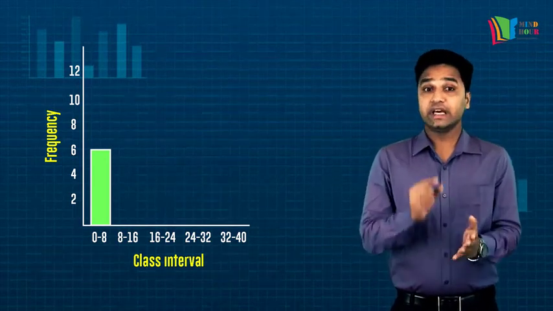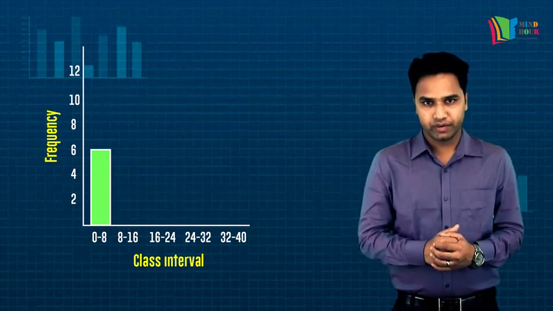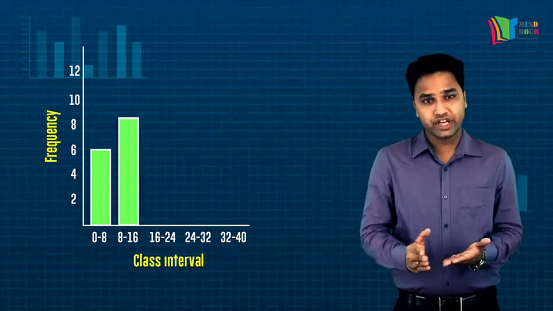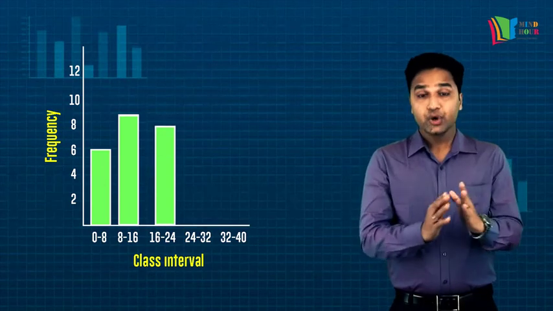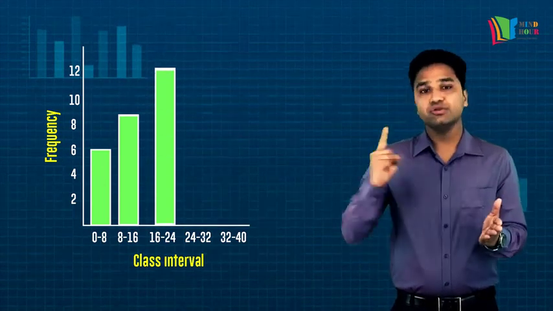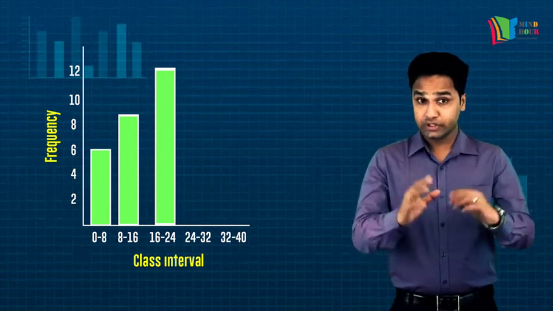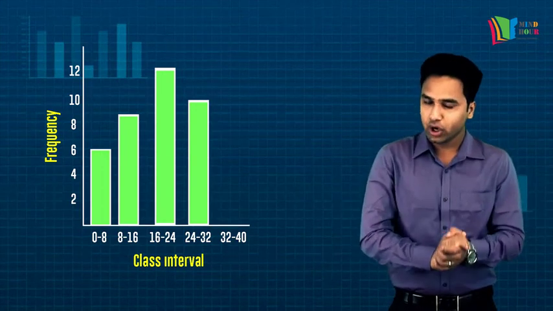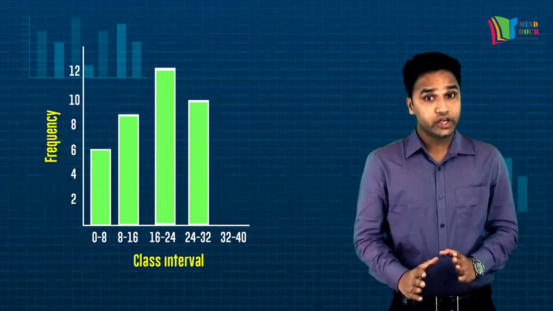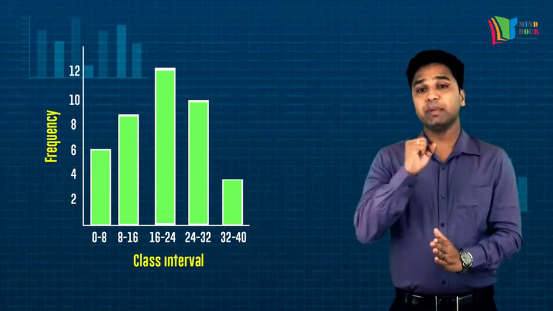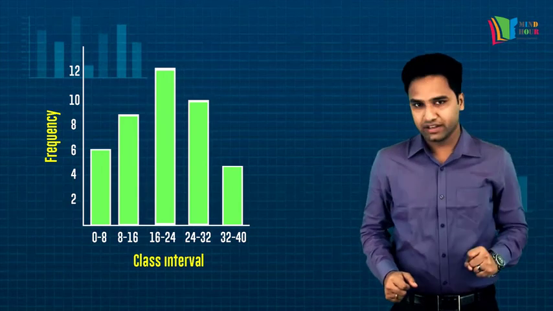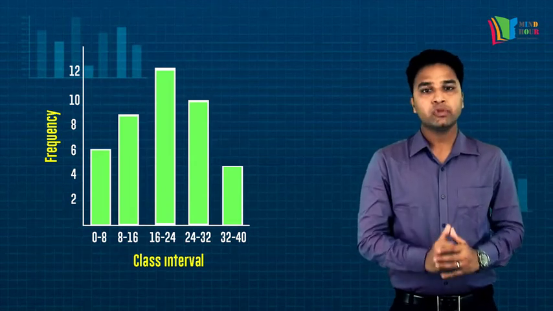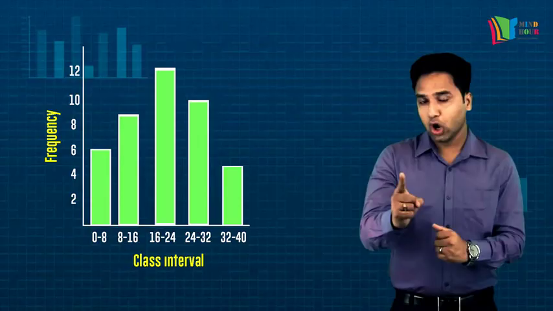Similarly, we take the interval 8 to 16 and mark its frequency, that is 9 on the y-axis, and draw the rectangle with base 8 to 16 and height 9. Next, we mark 12 for the interval 16 to 24 and draw the rectangle. For the interval 24 to 32, we mark its frequency 10 on the y-axis and draw the rectangle. And finally, for the interval 32 to 40, we mark the frequency, that is 5 on the y-axis and draw the rectangle with base 32 to 40 and height 5. The resulting graph that we get is called a histogram.